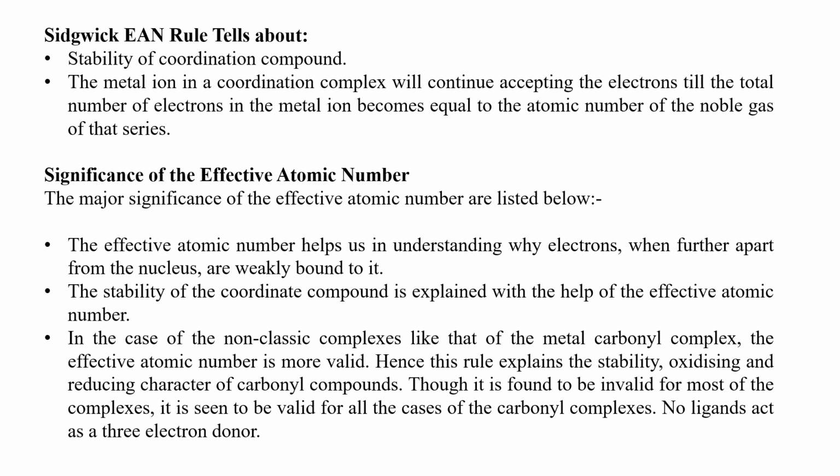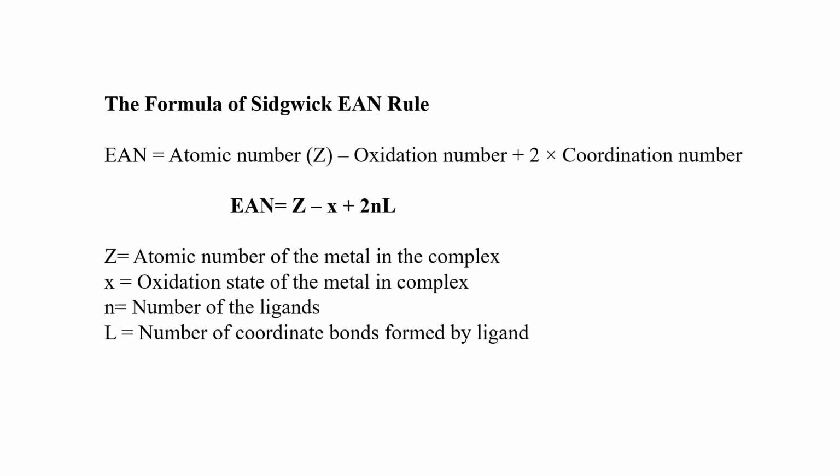In case of non-classical complexes like metal carbonyl complexes, the effective atomic number rule is more valid. Hence, this rule explains the stability, oxidizing and reducing character of the carbonyl compounds, though it is found to be invalid for most of the complexes. So it is seen to be valid for all the cases of carbonyl complexes. No ligand acts as a 3 electron donor, except in specific cases. We will discuss it a little later, right? So okay, this is important.